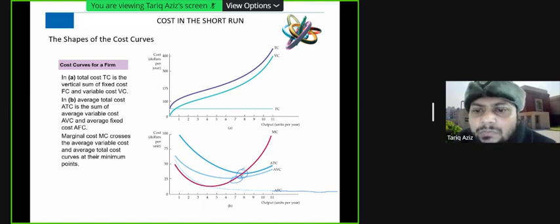So when the marginal cost curve crosses the average variable cost, the average variable cost also starts rising. Up to here the average variable cost was decreasing, but once marginal cost has crossed the average variable cost, the average variable cost will also start rising. Similarly it will happen with average total cost also, because average total cost is nothing but the summation of average variable cost and average fixed cost.